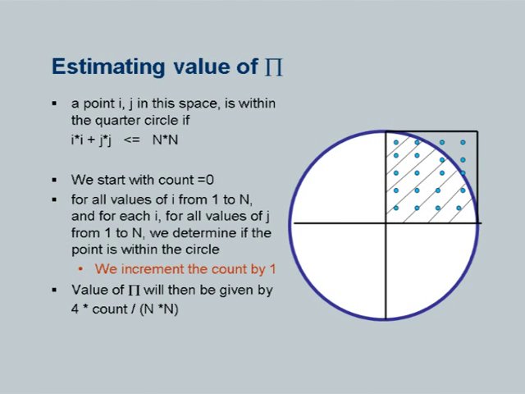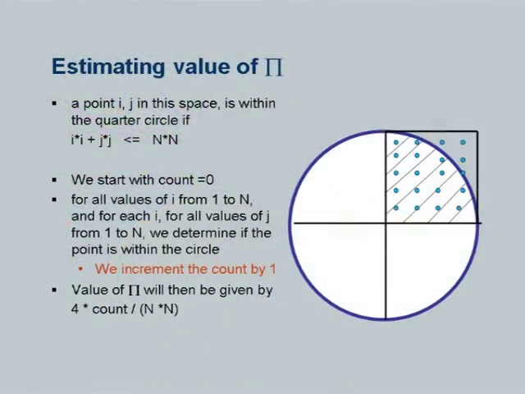Any point I comma j in this space is within the circle only if I square plus j square is less than n into n. How do we get this? It is actually a simple exercise in trigonometry. If I draw any line, any radius from the origin extending to the end of the circle, here, here, here, anywhere, that line length will always be 1 unit, because that is the unit of the radius. Now that line length can be estimated from the square of this height and the square of this length. This is represented by I, this is represented by j.